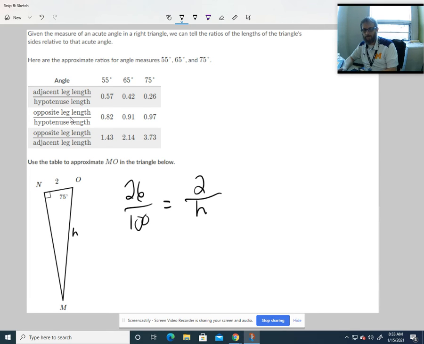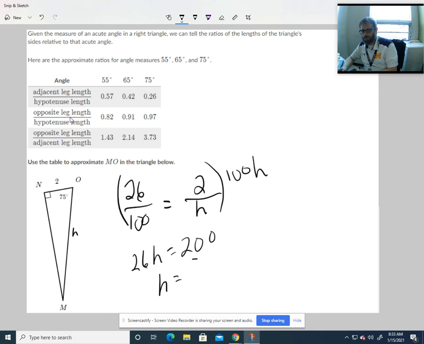Okay, so we've said 0.26 or 26 over 100 is the same as 2 to something. So now we've learned how to solve this in our algebra work. We're going to multiply by the denominators. We multiply this by this, the 100s cancel, and we're left with 26H. We multiply this by this, the H's cancel, and we're left with 200.